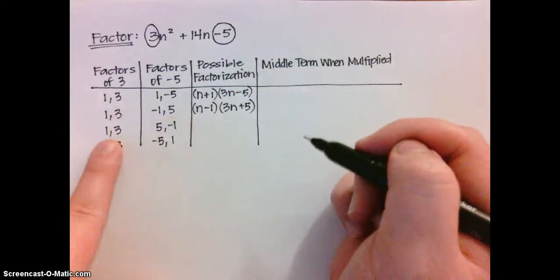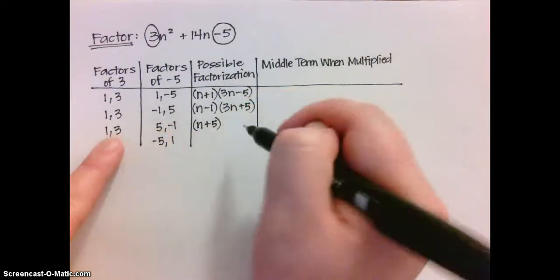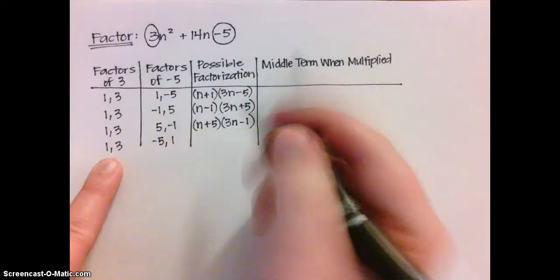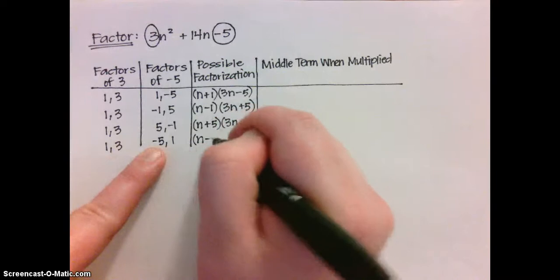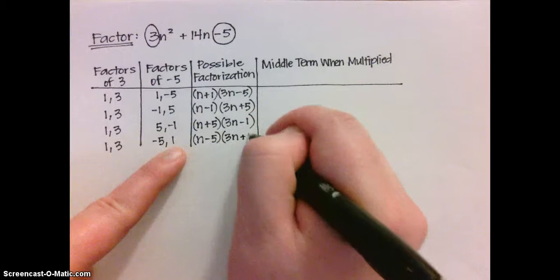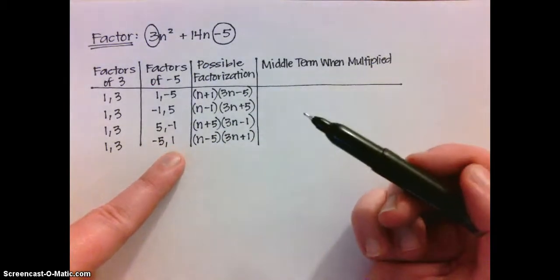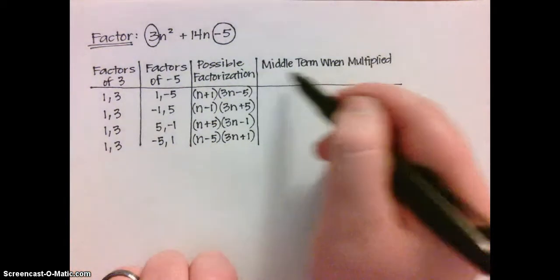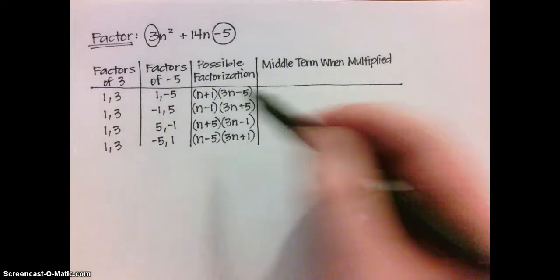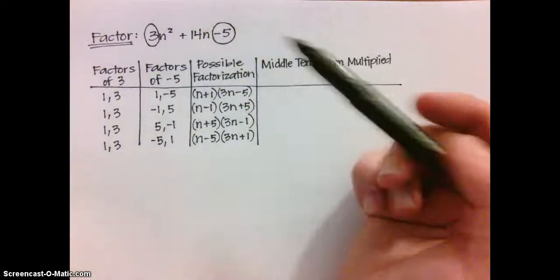All right, let's go to the third line. I'm going to have n plus 5 as a possibility, and also 3n minus 1 this time. And now on to the fourth one. I can have n minus 5, and in the second part, 3n plus 1. It is very important, these positive and negative numbers, that you take your time. All right? So again, we're going to try to find the middle term when we multiply. We're going to do that by multiplying the outside and the inside to figure out what that middle term would be. And we want them, when we add them together, to equal 14n.